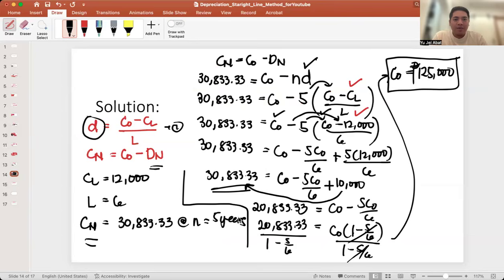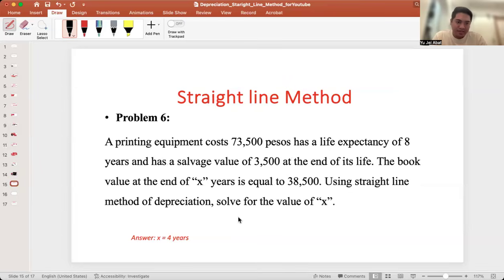Okay, how about problem number 6? A printing equipment costs 73,500, has a life expectancy of 8 years, and has a salvage value of 3,500 at the end of its life. The book value at the end of X years is equal to 38,500. Using straight line method of depreciation, solve for the value of X.